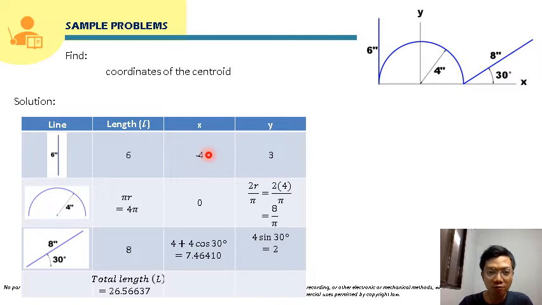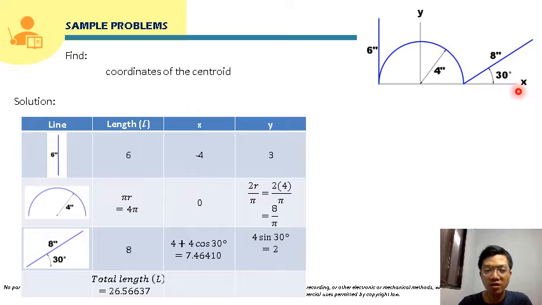Also for the semicircular arc, its x-coordinate. We know that the centroid of this semicircular arc will be somewhere here. Its distance horizontally from the origin or from the reference point is 0, because it is at the origin. So our x-coordinate for the semicircular arc will be 0.